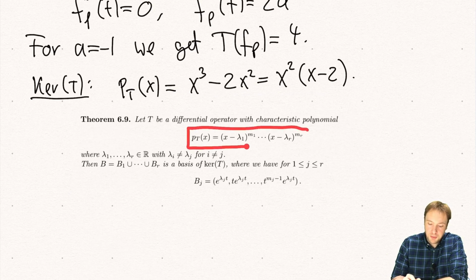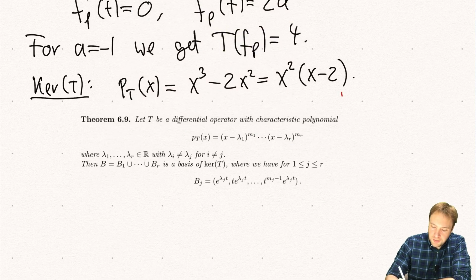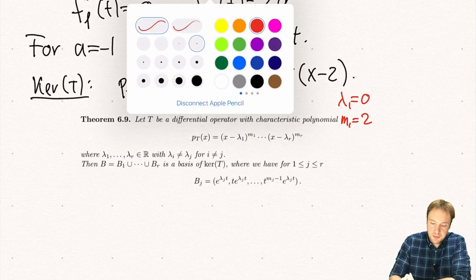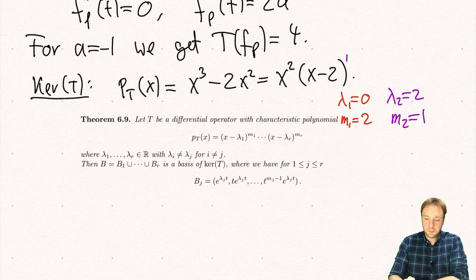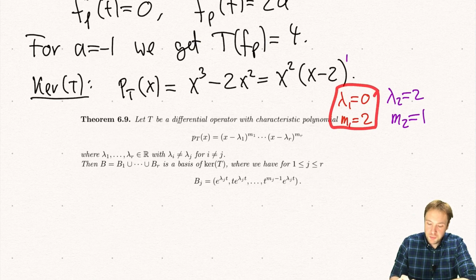And now we use the result from the lecture, which I have here, stating that the characteristic polynomial is given by factors (x minus lambda_i) to the power m_i, with lambda 1 up to lambda r being different. So in this case, lambda 1 is 0 and m1 is 2. So here I have x minus 0 to the power 2, and I have lambda 2 equals 2 and m2 equals 1.